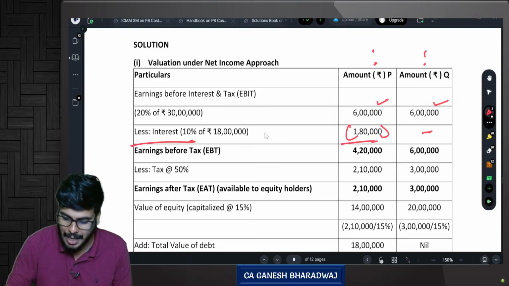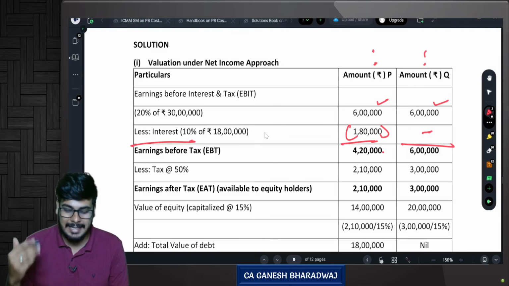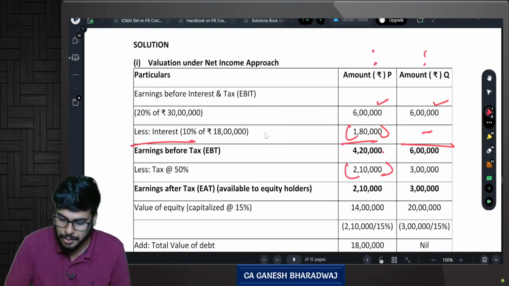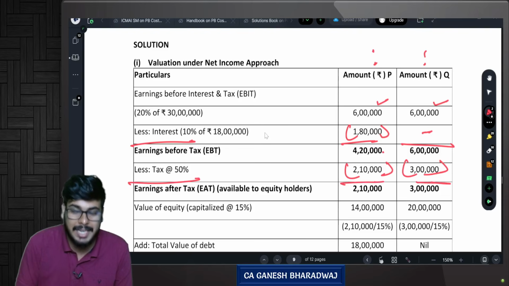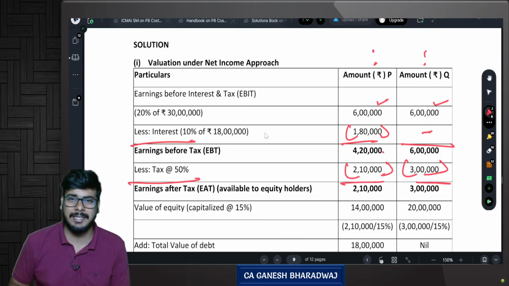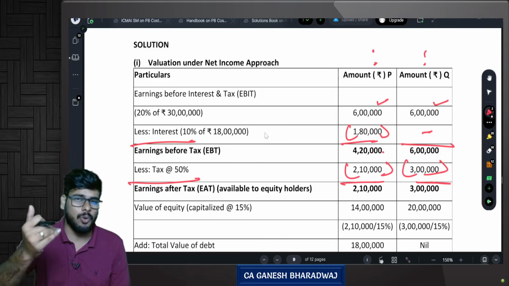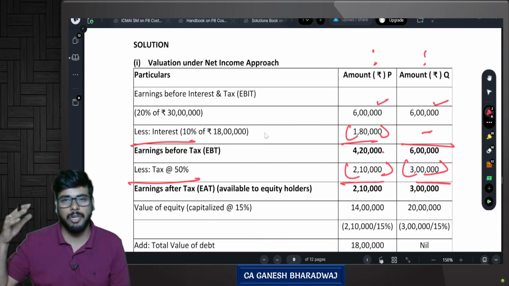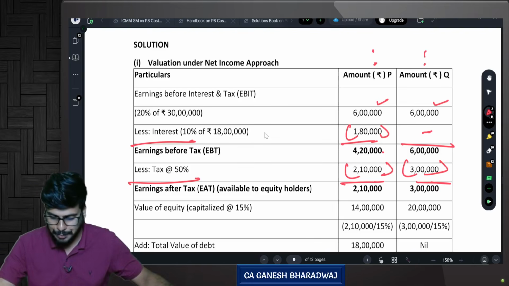So what is my EBIT? Sorry, what is my EBT? 4,20,000 and 6 lakhs. Correct? Less tax at the rate of 50%. You reduce the 50% tax, you get what? Earnings after tax. Now, in this particular segment, there is no preference dividend. So obviously, your earnings after tax will be equal to earnings available to equity shareholders. Correct? Yes.